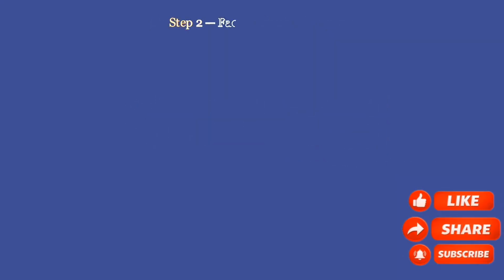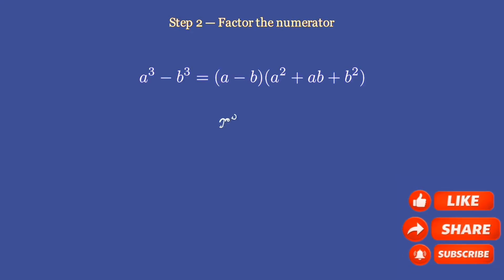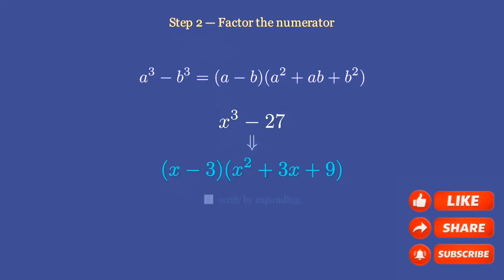Step 2, factor the numerator. The numerator is x³ − 27. This is a difference of cubes. Using the formula a³ − b³ = (a − b)(a² + ab + b²), we get (x − 3)(x² + 3x + 9).